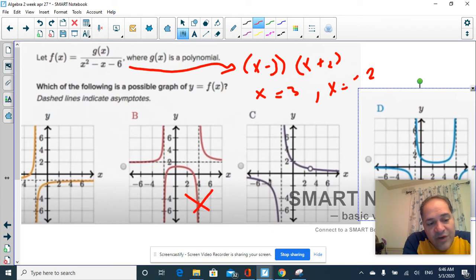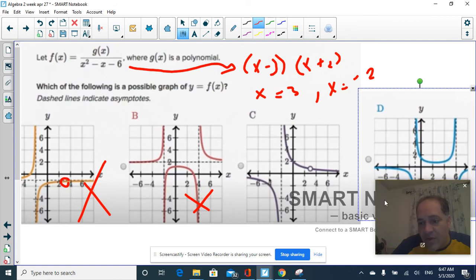Here we have a vertical asymptote at negative 2. If you have a vertical asymptote at negative 2, it means you cancel out x equals 3 from the top and bottom. So it means you have a removable point. Do you remember? If you have a removable point at x equals 3, you should have a hole here. No, we don't have one, so this one is not correct either.